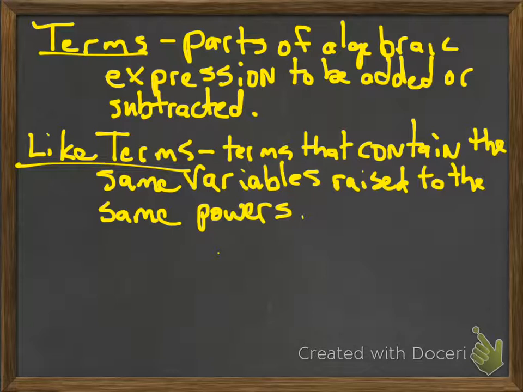Now notice it does say raised to the same power. x and x squared cannot be combined. I can't say 3x plus 4x squared becomes 7x cubed. No. If there's a little extra thing there, don't combine them.